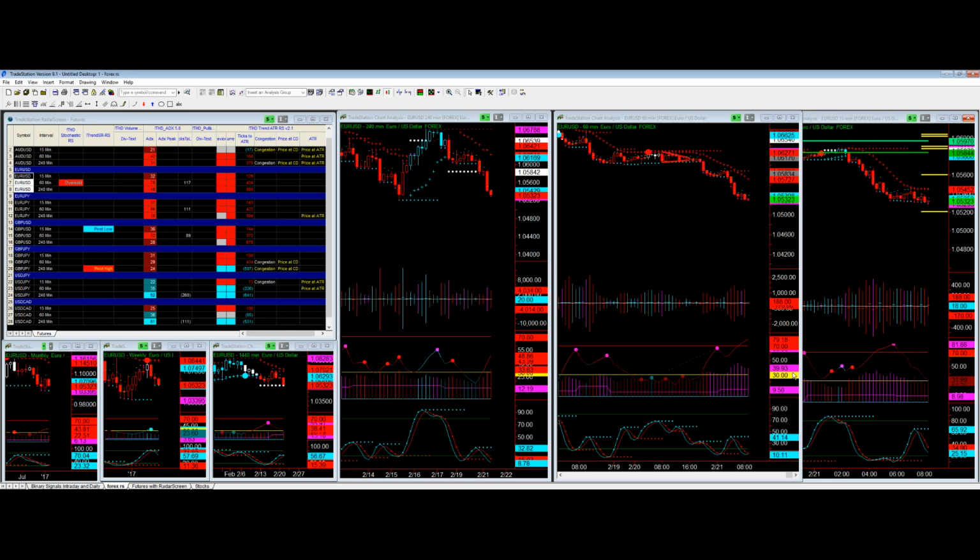Now, we may see it retrace some this morning. And the reason that I say that is because you're overextended on this ADX and you're overextended on the stochastics. That typically means that it's going to retrace back to this little plus sign here, okay?